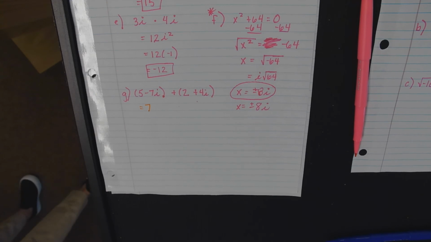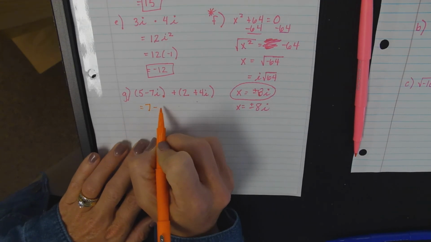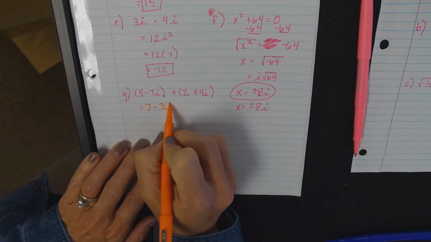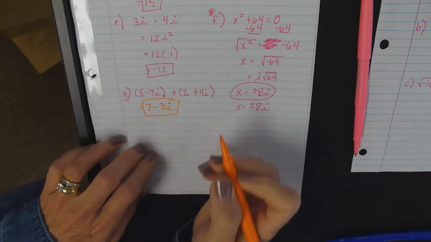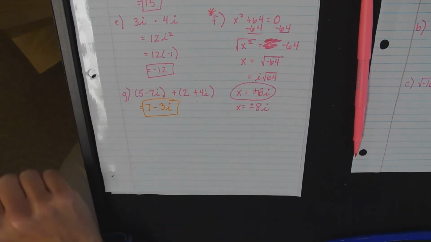Treat it like a variable. How many imaginary i's do we have? 2. Try again. 3, negative 3. There you go. Negative 7 plus 4.